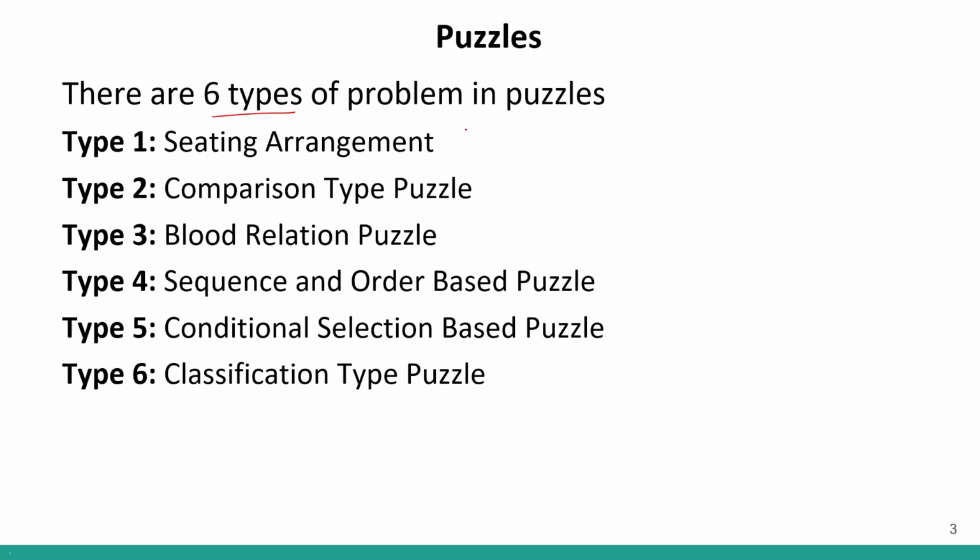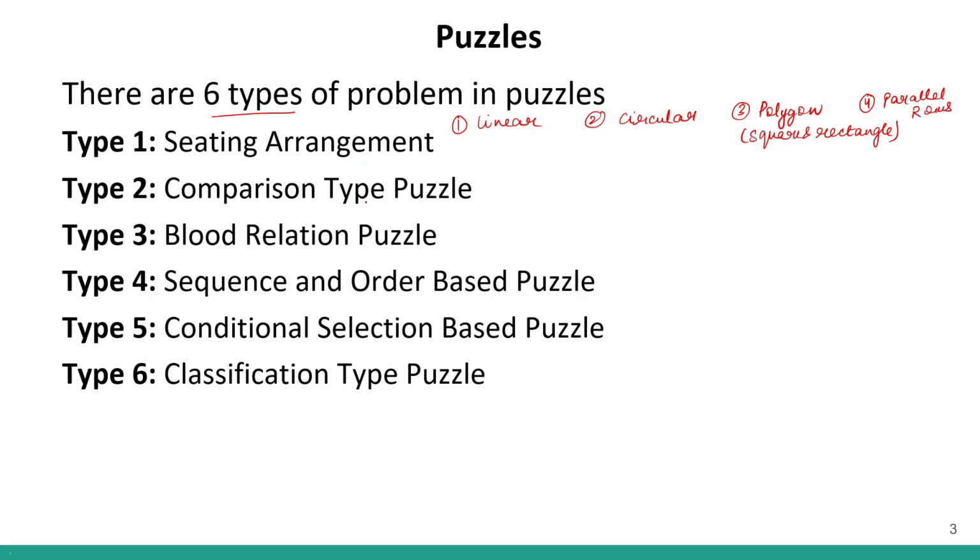Type 1 was seating arrangement. In seating arrangement also we discussed that 4 types of problems are there. First is your linear seating arrangement. Second is your circular seating arrangement. Third is your polygon seating arrangement. In polygon seating arrangement, 2 shapes are very common, that is square and rectangle, correct? Square and rectangle. And then we studied about seating arrangement in parallel rows. So these are the types of questions that can be formed in your seating arrangement, correct?